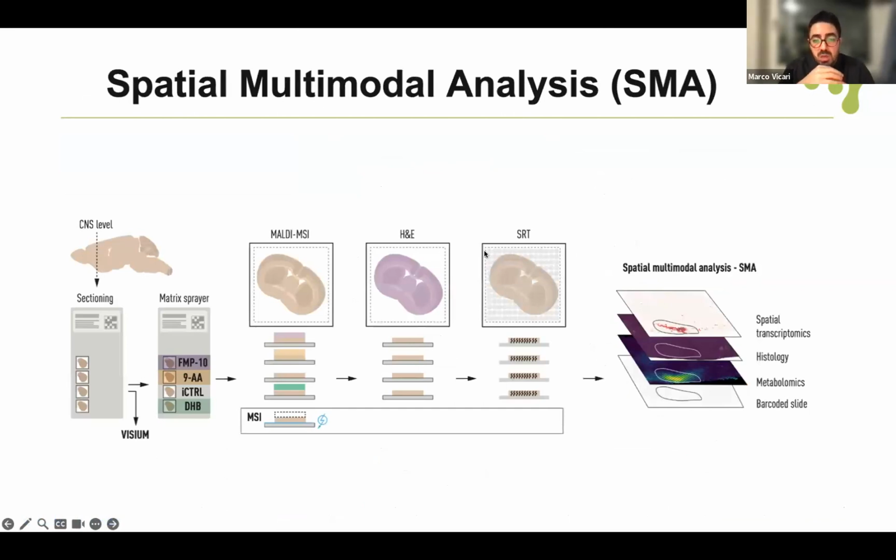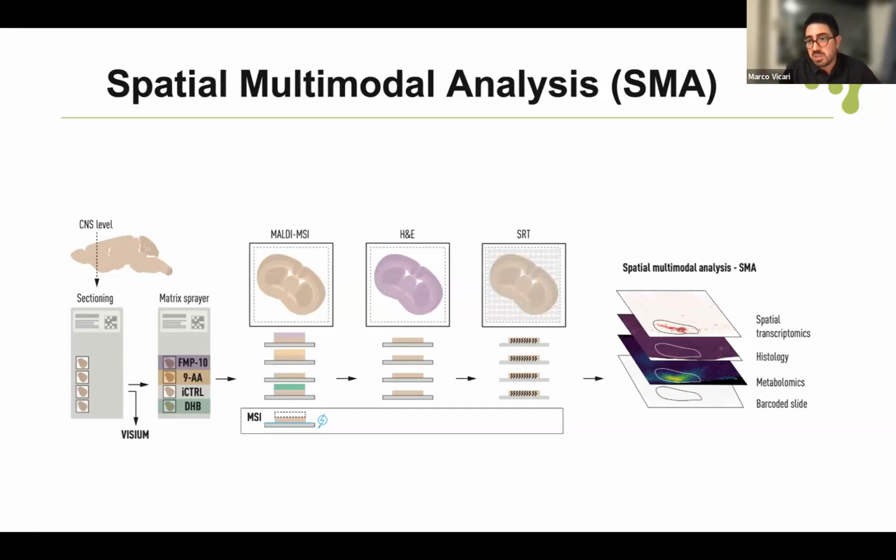So now we can get into our work. And as I said, I will focus on the part about spatial transcriptomics. We aimed to apply multi-MSI and spatial transcriptomics to the very same tissue section. As you can imagine, there were some obstacles that we had to overcome.